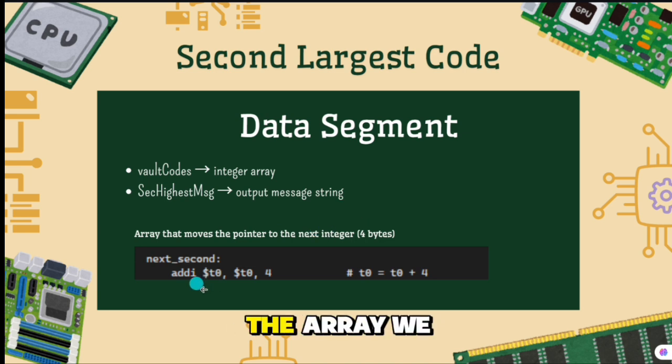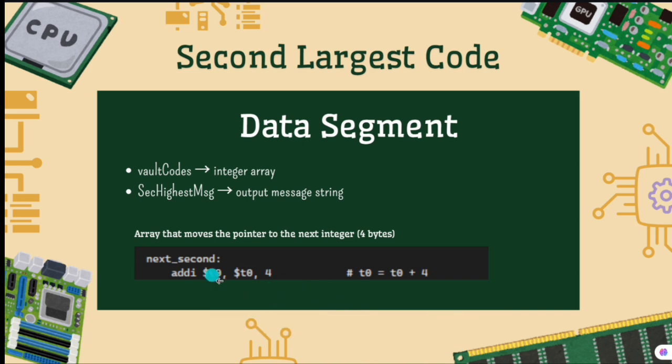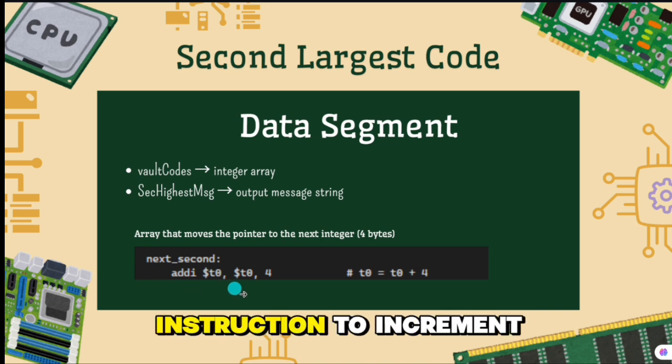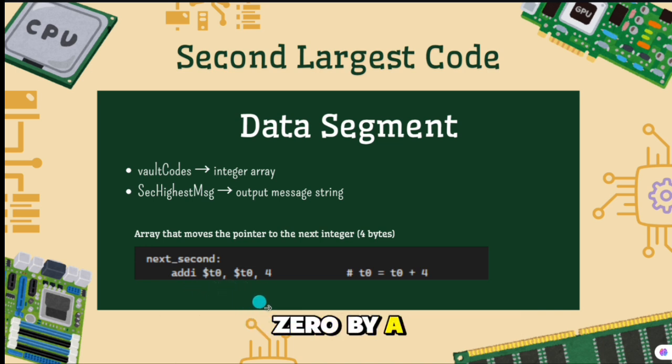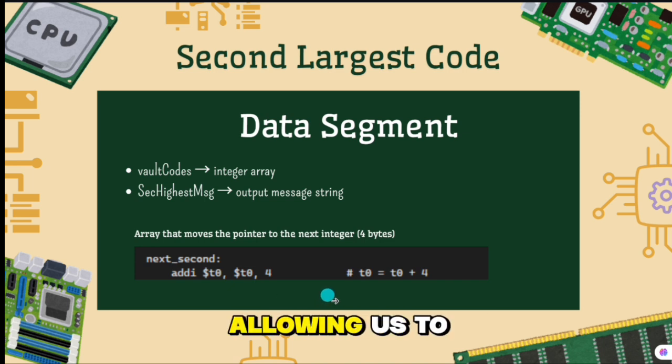To navigate through the array, we use a pointer-based approach. Since we are dealing with standard integers, each element occupies 4 bytes of memory. As shown in the code snippet next, we use the add instruction, ADDI, add immediate, to increment our pointer register T0 by a value of 4. This effectively shifts the pointer to the next integer in the sequence, allowing us to iterate through the list efficiently.